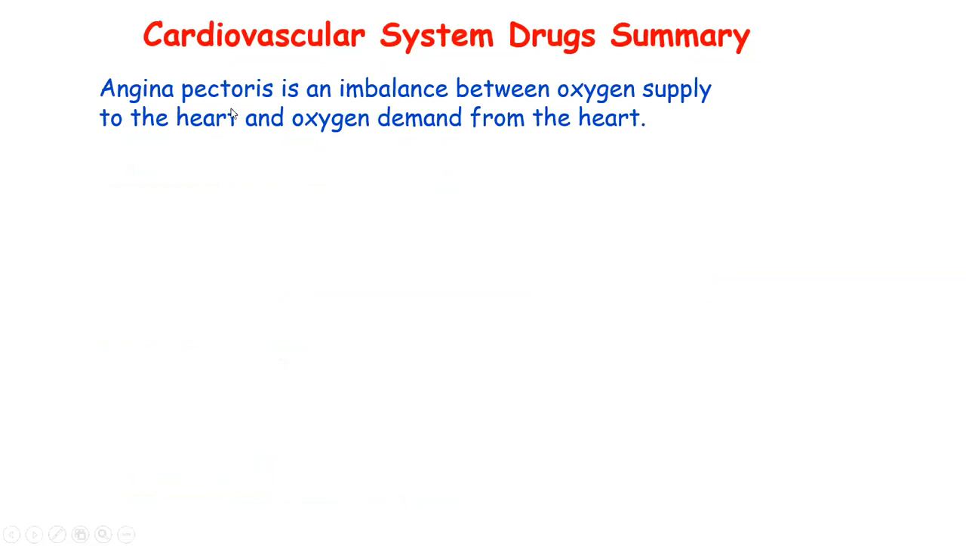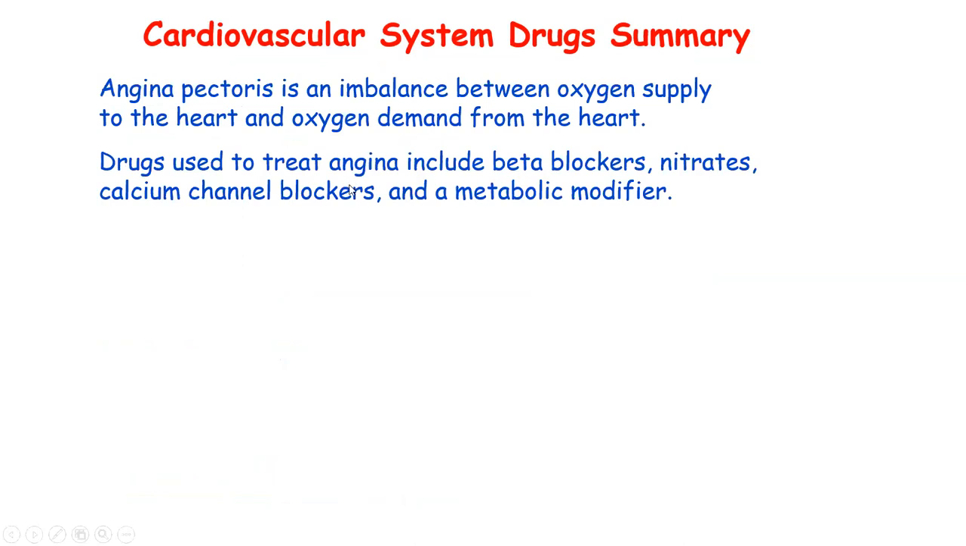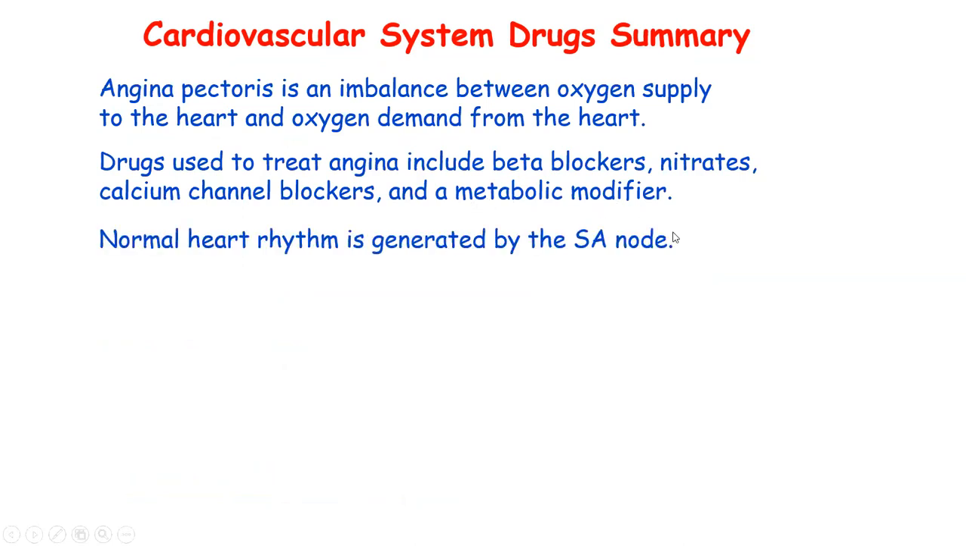So the summary, angina pectoris. So angina just means you're not getting enough oxygen to your heart. Pectoris, so you're thinking of your pectoral muscle, it's in your chest. So angina, not enough oxygen to the heart. The drugs used to treat angina, they're beta blockers, nitrates, calcium channel blockers, and a metabolic modifier. And that one's very last resort, and it's only in the hospital.